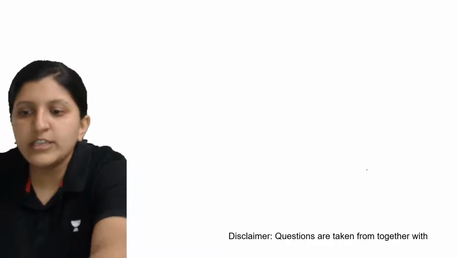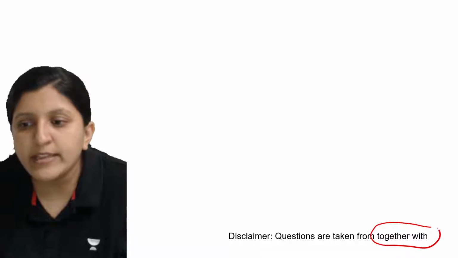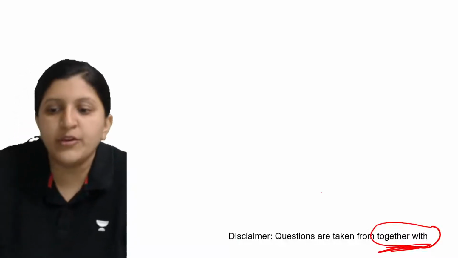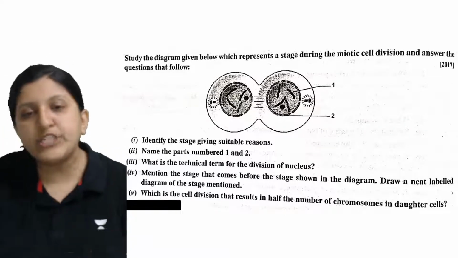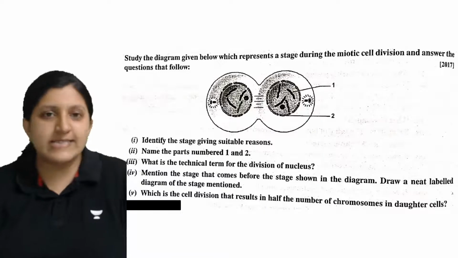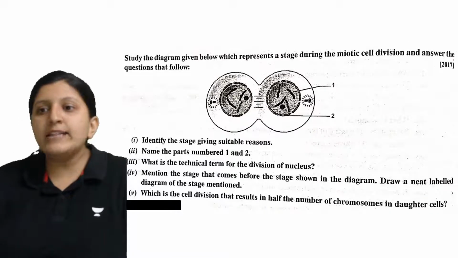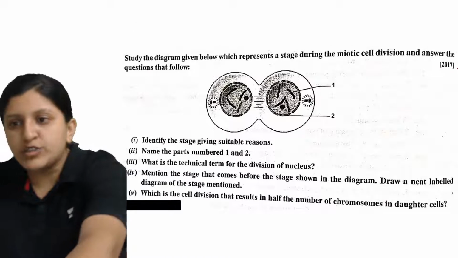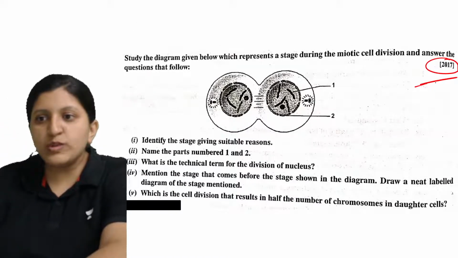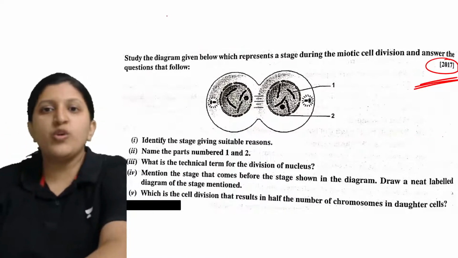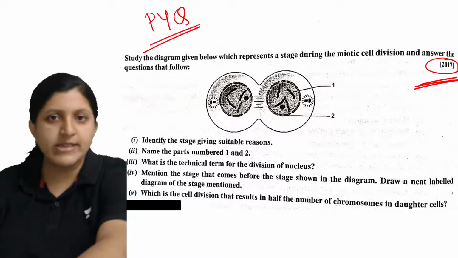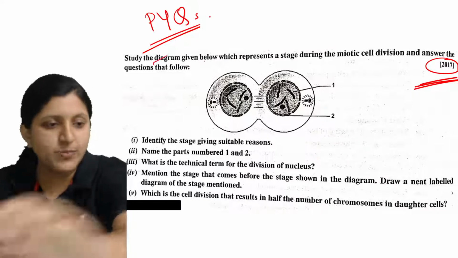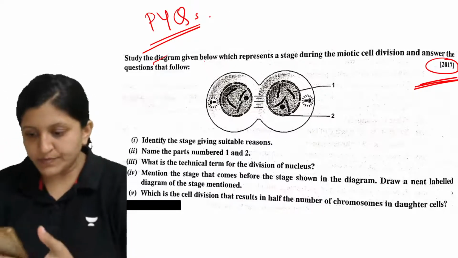Before I continue, these questions which I have added here are taken from Together With. Let's get started with the diagram based questions or structured questions on this chapter, that is cell cycle and cell division. This question was asked in the year 2017. Most of the questions that I have added here are PYQs, that is previous year questions, so you can practice through these questions as well.